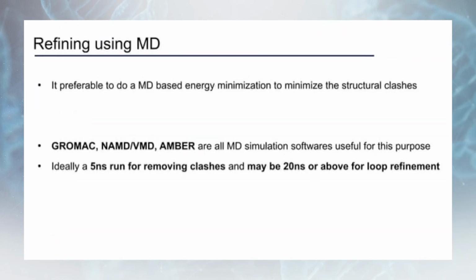The protein which has been modeled needs to be refined further, and that can be done through MD, that is molecular dynamics. It is preferable to do MD based energy minimization to minimize the structural clashes. To perform this minimization of structural clashes, there are different software and algorithms. Prominent ones are GROMACS, NAMD, VMD, AMBER and other MD simulation software. Ideally 5 nanoseconds are run for removing the clashes, and maybe 20 nanoseconds for loop refinement. This is not a very standard but a proposed approach for removing the clashes.